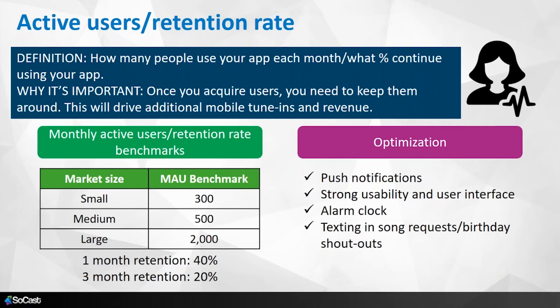Having other sticky features that give people reason to use your mobile app on a consistent and regular basis will help your monthly retention. Things like an alarm clock on your mobile app and the ability to text in song requests, or like we said earlier, howl at the moon to win concert tickets via your app will give people a reason to come back and continue using it.